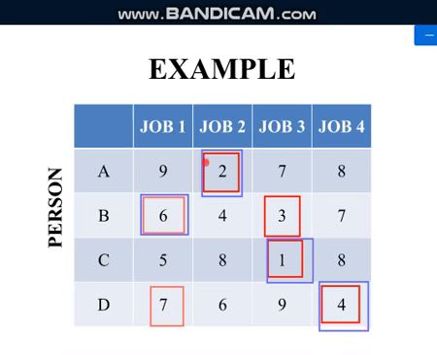So what will be the solution? Job 2 to person A, job 1 to person B, job 3 to person C and job 4 to person D. So what is the total cost of allocation? 2 plus 6 plus 1 plus 4, that is nothing but 13. Okay, so this is the actual solution.